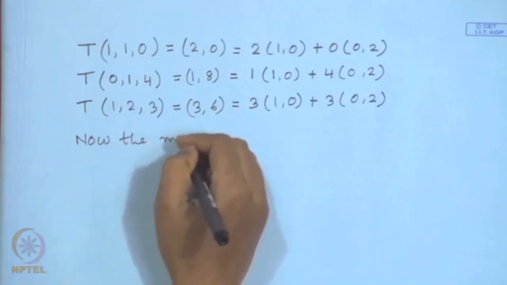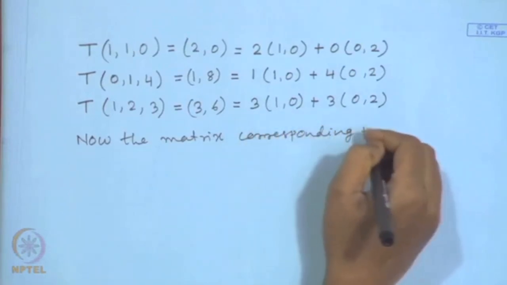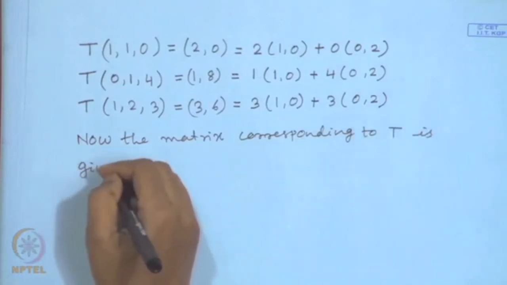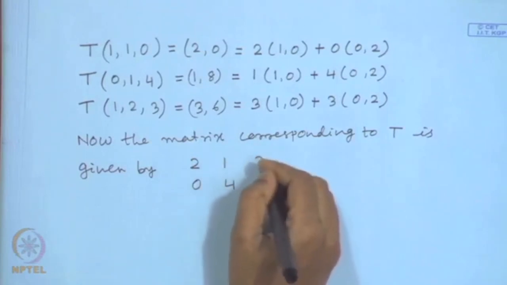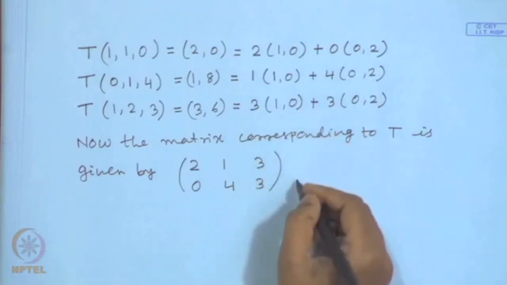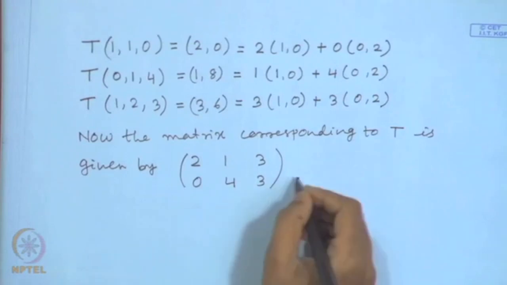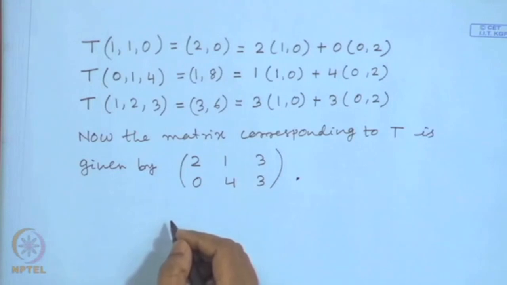Now the matrix corresponding to T is given by 2 1 3, 0 4 3, or in other words, we can also think of it as the transpose of this coefficient matrix. So this is how we find the matrix representation of a linear transformation. Of course, here we are getting this matrix representation with respect to some bases. If we change these bases in the domain and range space of this T, then we get a different matrix.